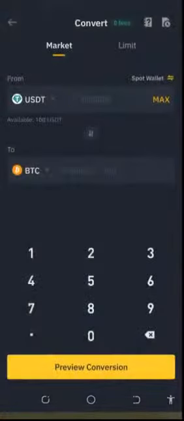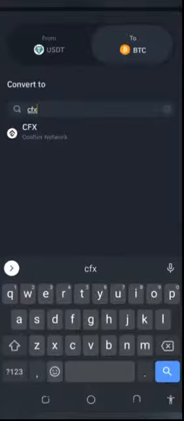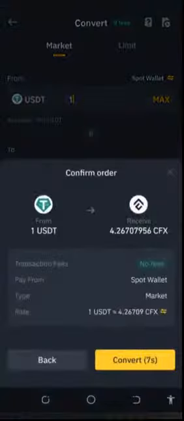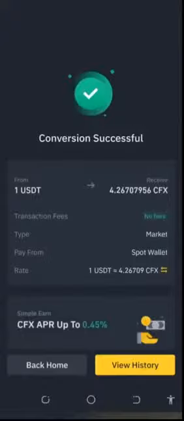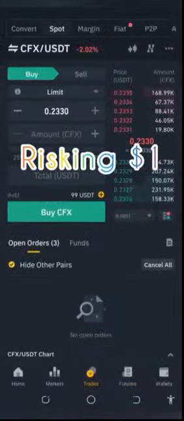Okay. Let's see how much we will get. Let's put $1 here. And then we go check for CFX. Okay, can we change this? I don't know. Let's find this out. It looks like we can. Let's just go ahead and change this. So what do we have? We've got 4.26 CFX. Okay, let's go ahead and do this. We're just risking $1. That's fine. So we have $99 left.